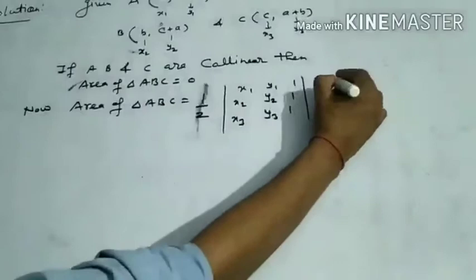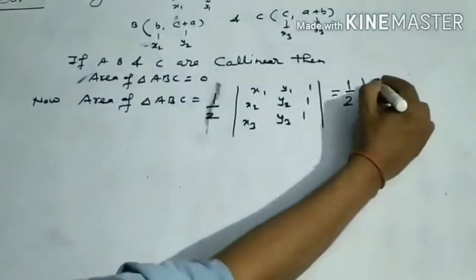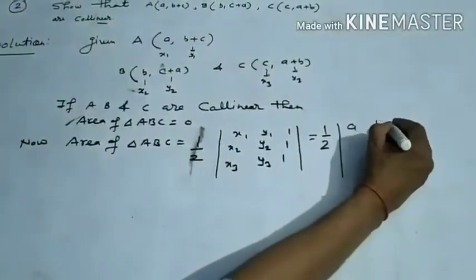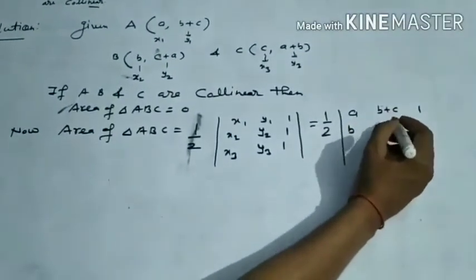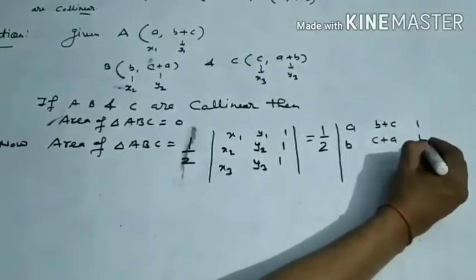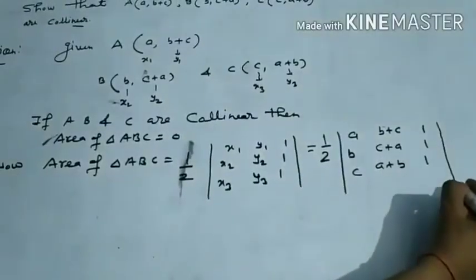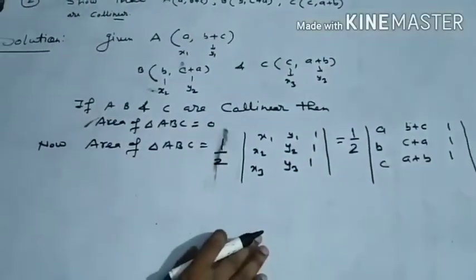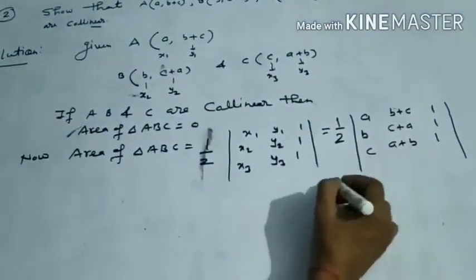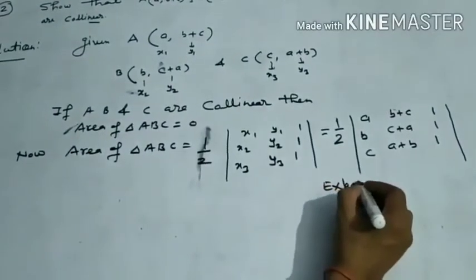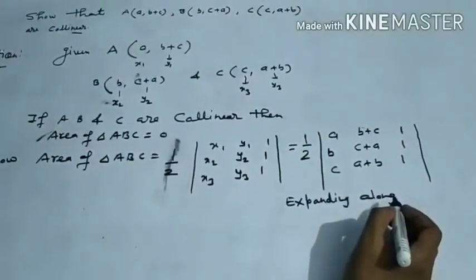Now this is equal to 1/2 times the determinant with rows: x1 is A, y1 is B plus C, 1; x2 is B, y2 is C plus A, 1; and C, A plus B, 1. Now suppose we are going to find the value of this determinant, so we are going to expand along R1.